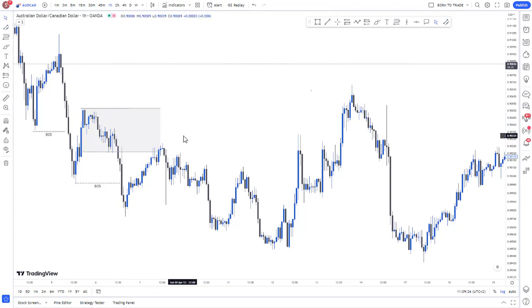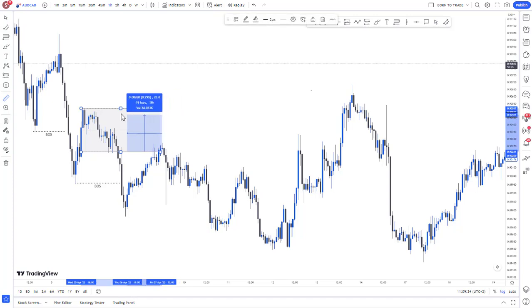Okay, this is your supply zone, and a lot of people will say this zone is very large, and that's the truth. This is a very, very large zone. If I try to measure this zone right now, you see that this zone is about 30 pips. The zone is about 30 pips, and where is your target? Here is your target. Your target is 46 pips.